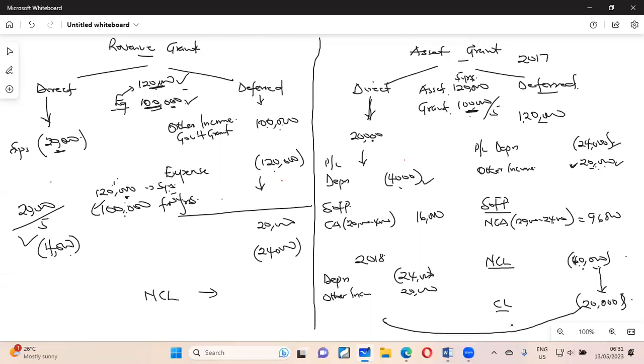Sometimes it depends on the question. Some questions maybe are all arranged to balance, but the purpose here is not the balancing. It's the treatment. Yes, because when you are doing P&L and SOFP extracts, you don't expect balancing. Okay.